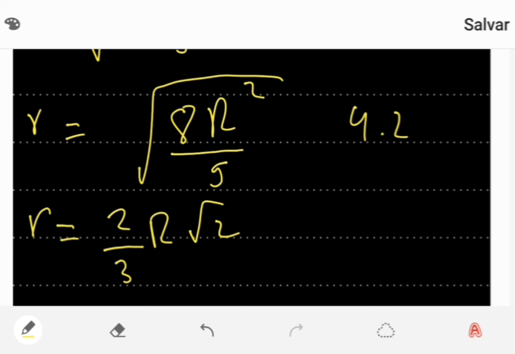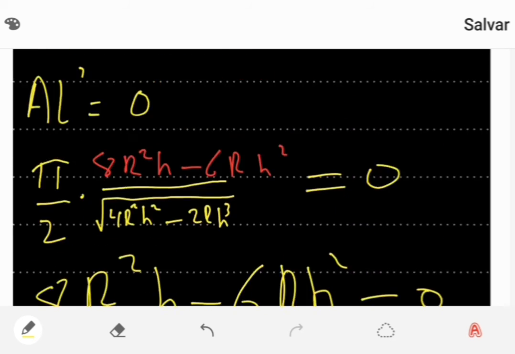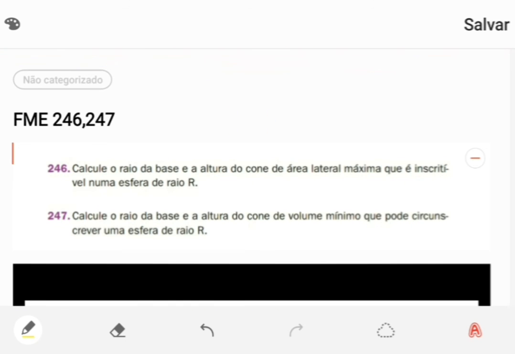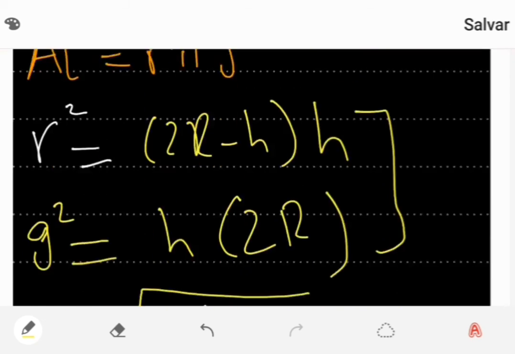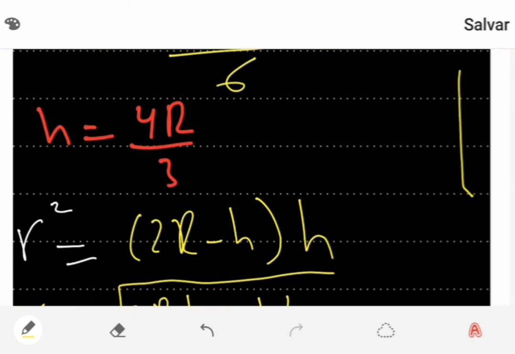Okay, so this is what he asked us, right, the maximum? Okay, to find the radius and the height, so this is the answer.